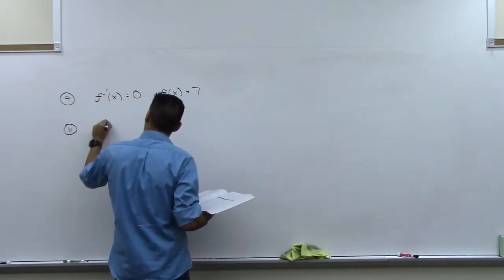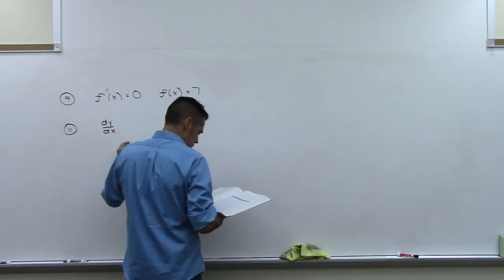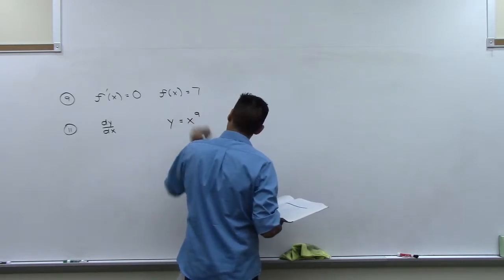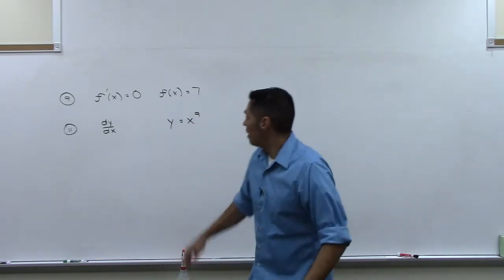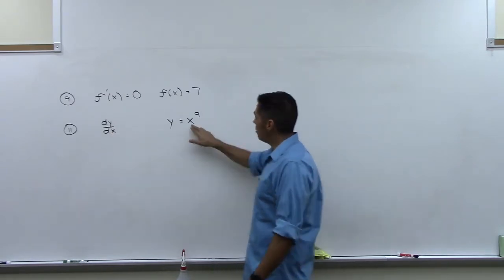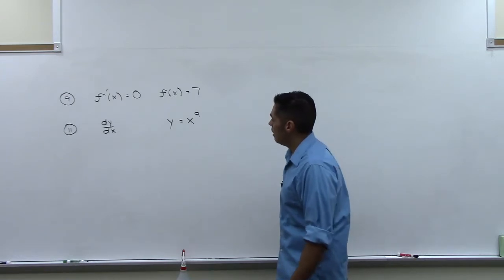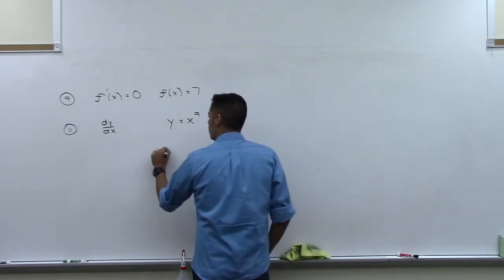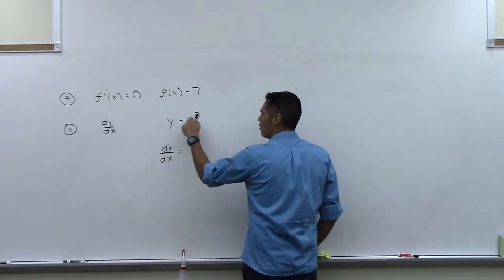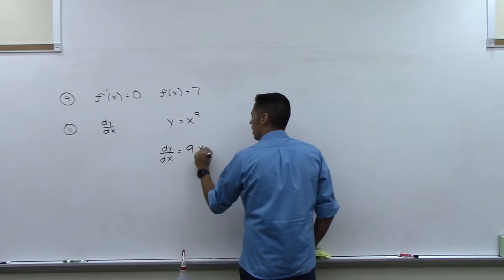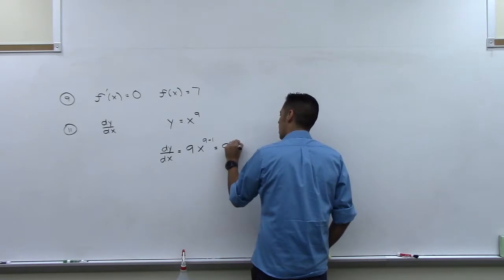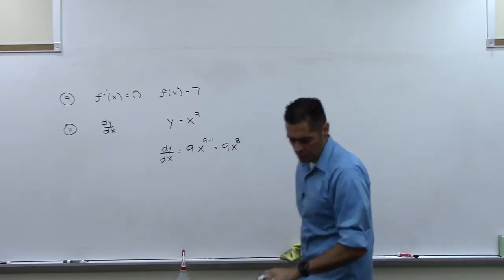We want to find dy dx for y is equal to x to the 9th. Now, dy dx is another notation we use that means find the derivative. And so we want to find the derivative of x to a power. For this, we're going to use the power rule, which says that the derivative is equal to the power will come down in front, 9x, and then we subtract 1 from the power. 9 minus 1 is 8, so we get 9x to the 8th power. And that's it. We're done.